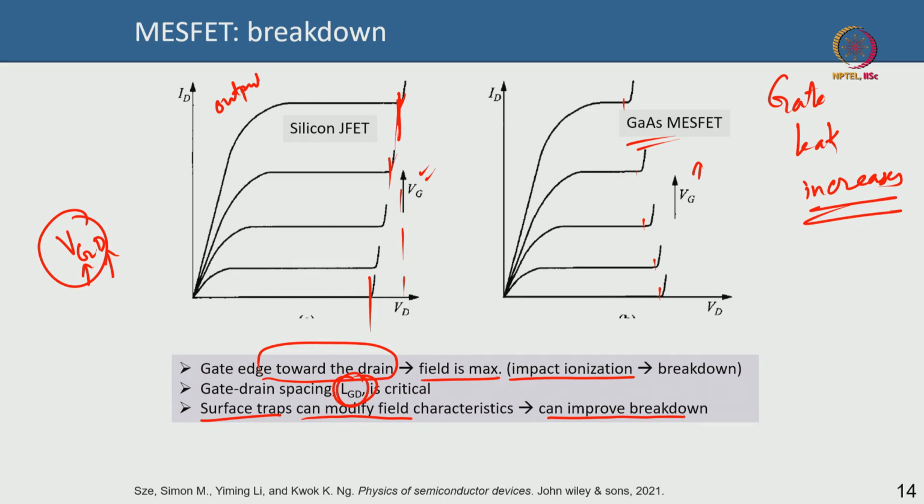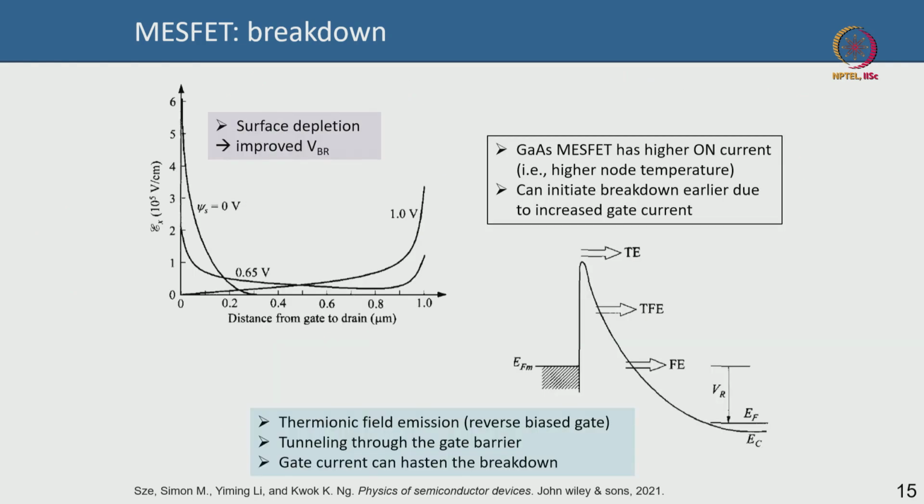You will have more carriers to come and start the avalanche. So, your impact ionization could start earlier, although the breakdown due to avalanche increases with temperature, but in this case the gate current can actually leak into the channel and reduce the breakdown, and that is why at higher gate voltage, where you have more current, you have more reverse leakage, more temperature rise, you will have lower breakdown. This is the reason why gallium arsenide behaves different than silicon.